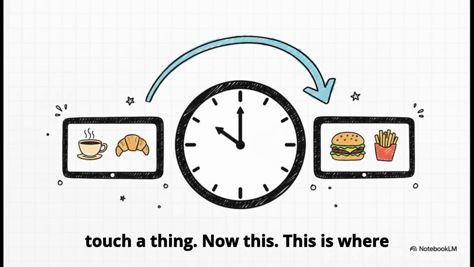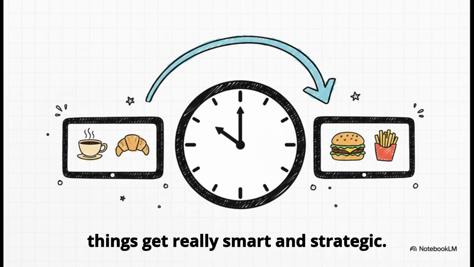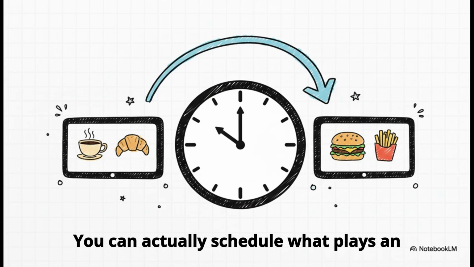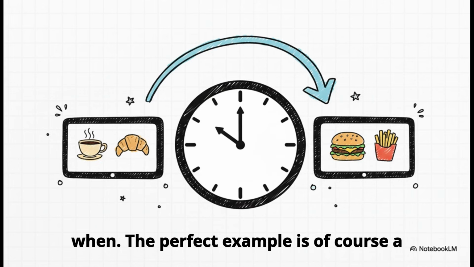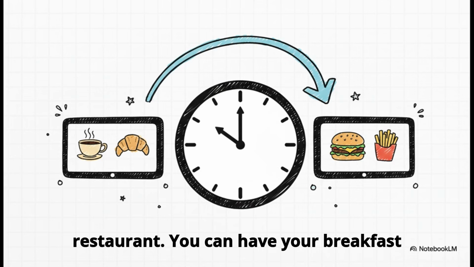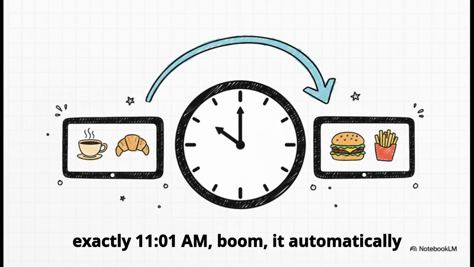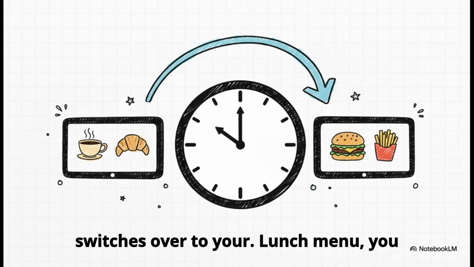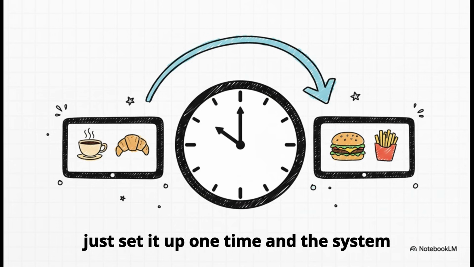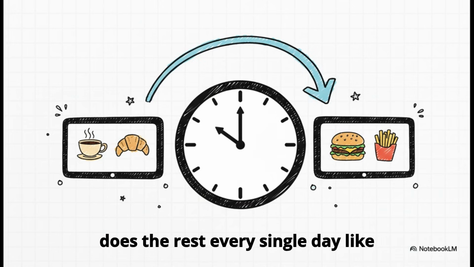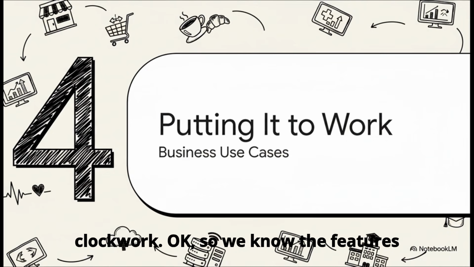Now this is where things get really smart and strategic. You can actually schedule what plays and when. The perfect example is, of course, a restaurant. You can have your breakfast menu playing all morning, and then at exactly 11:01 a.m., boom, it automatically switches over to your lunch menu. You just set it up one time, and the system does the rest every single day like clockwork.